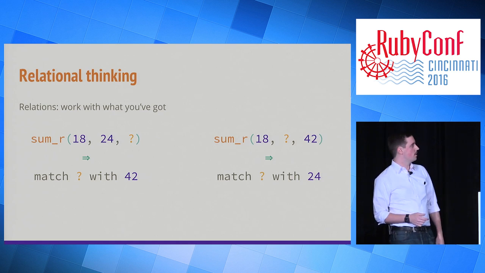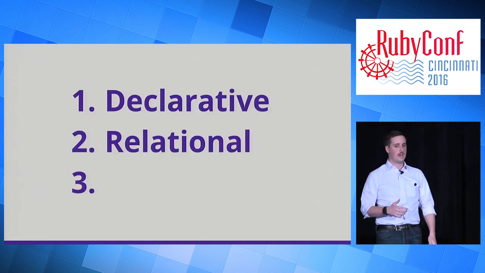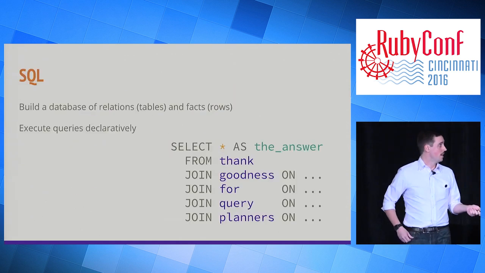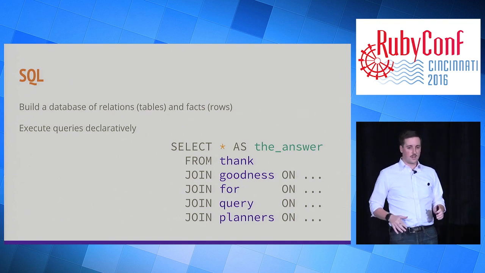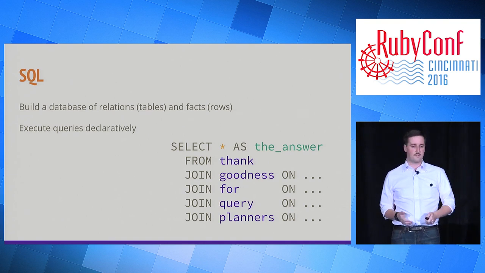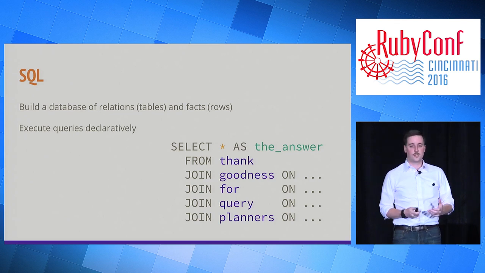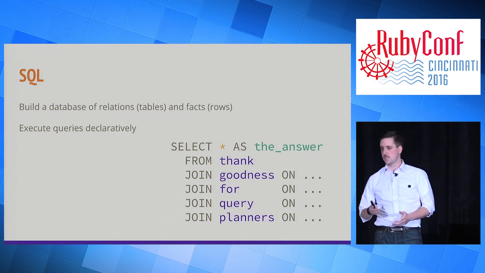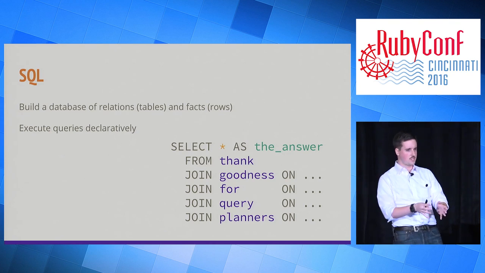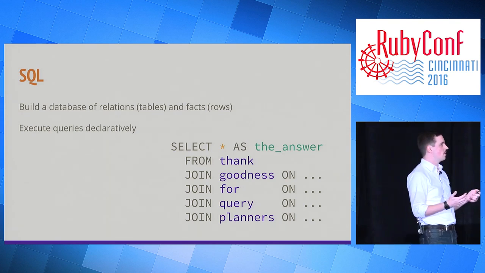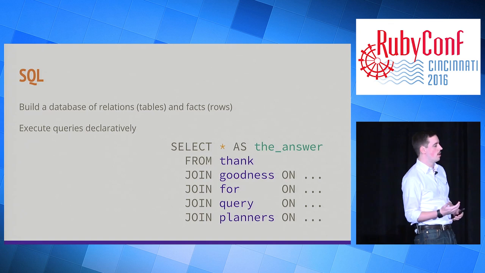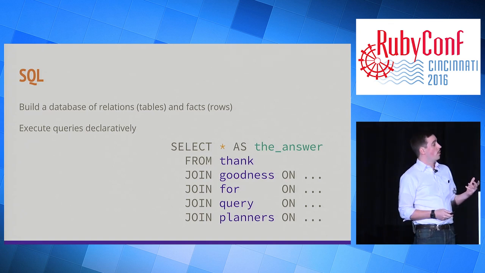Now, if this all sounds familiar, declarative, relational stuff, it might be because you've used SQL. And SQL is probably the best example of a declarative relational tool that we're all going to be familiar with. SQL allows us to decide or declare what our relations look like in the form of tables. We say, here are these different data types, and here's how they match up. And we declare facts when we add rows to those tables. And then our queries are declarative.